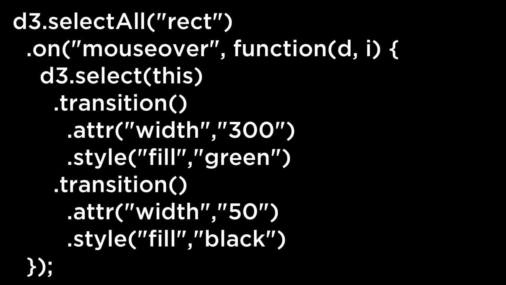This is how we are able to apply the transition we are using to only the element we are currently interacting with. We can also change multiple attributes of an element during one transition and then, with the transition chaining, do another set of multiple transitions. In this case, each rectangle when moused over will increase its width while changing its color linearly from black to green. Then, when the first transition is done, it will decrease its width while changing its color linearly from green to black.